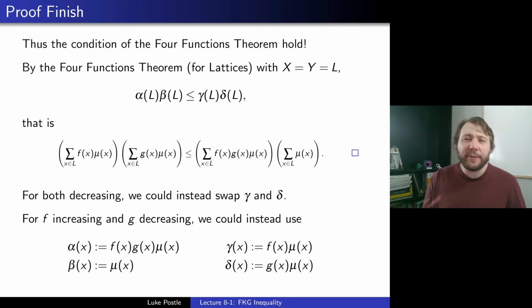If one was increasing and one decreasing, so say f was increasing and g was decreasing, you could still do this. You'd modify it. We'd have alpha be f times g times mu and beta be mu, which are kind of the opposite ones, the gamma and delta from before. And then you have gamma be f times mu and delta be g times mu. And you could check again the condition works for those ones. So that's the FKG inequality.